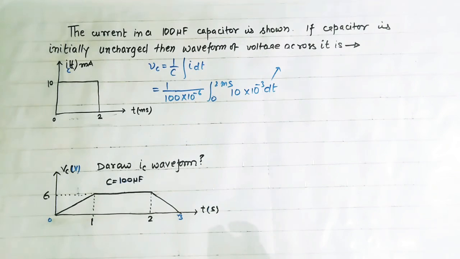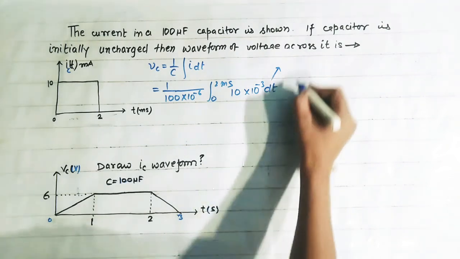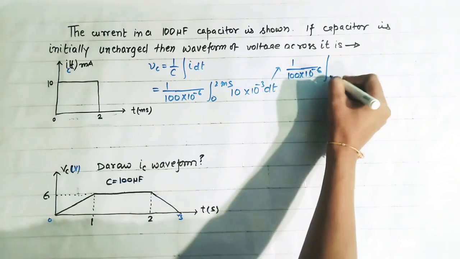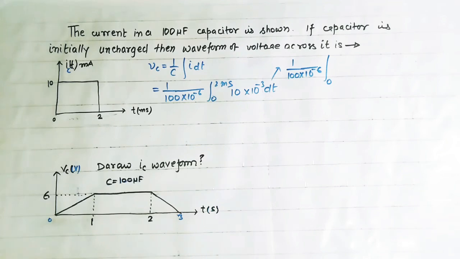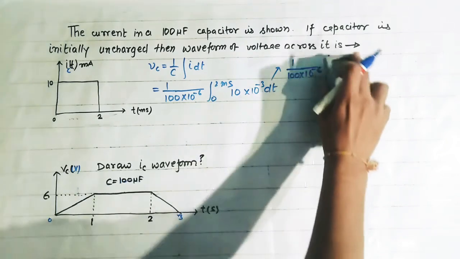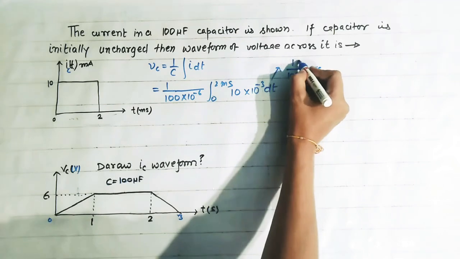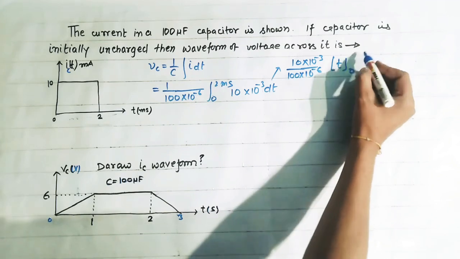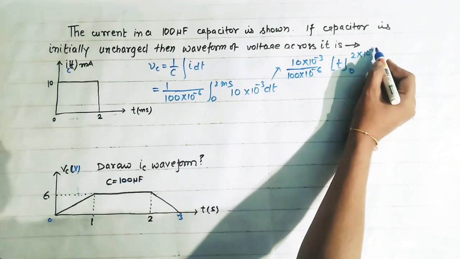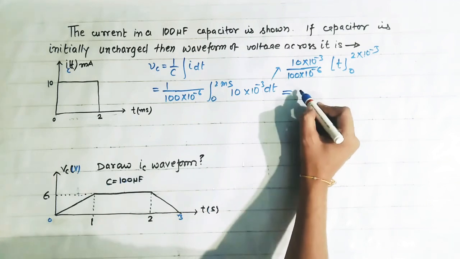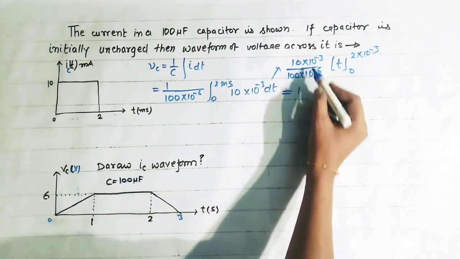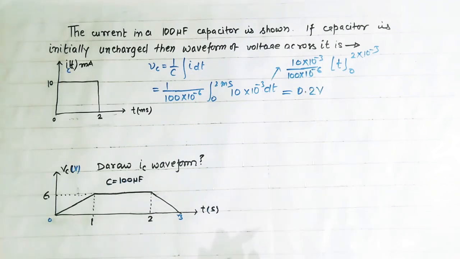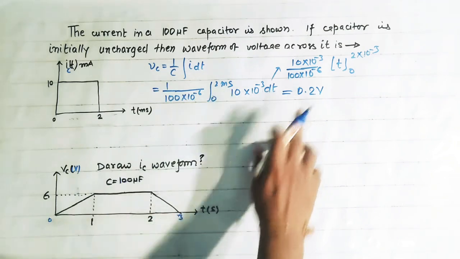So on solving this we get 1 upon 100 into 10 to the power minus 6 integration 0. When we integrate this we get 10 into 10 to the power minus 3 t, limit 0 to 2 into 10 to the power minus 3. So on solving this we get 0.2 volt. So the integration of this is 0.2 volt.